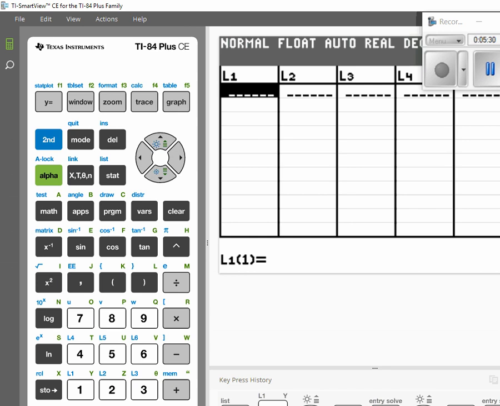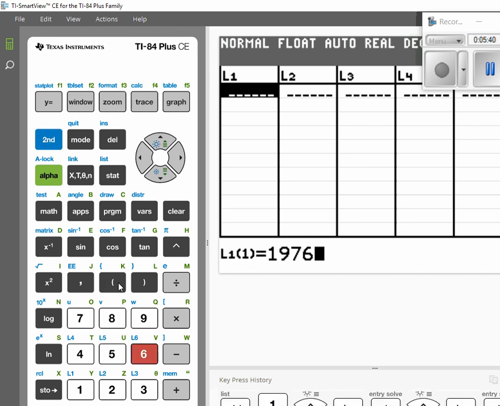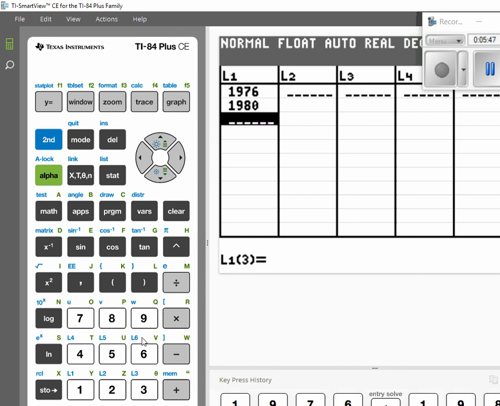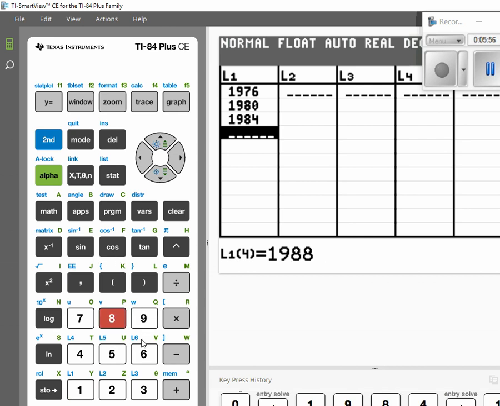So the first thing we're going to do in L1, that would be like your X or your independent, we're going to put the year. So we're going to type 1976, enter, 1980, enter. Does everybody know what I'm doing? We're going to put all that in. So I'm going to keep going here. 1992, whoops.